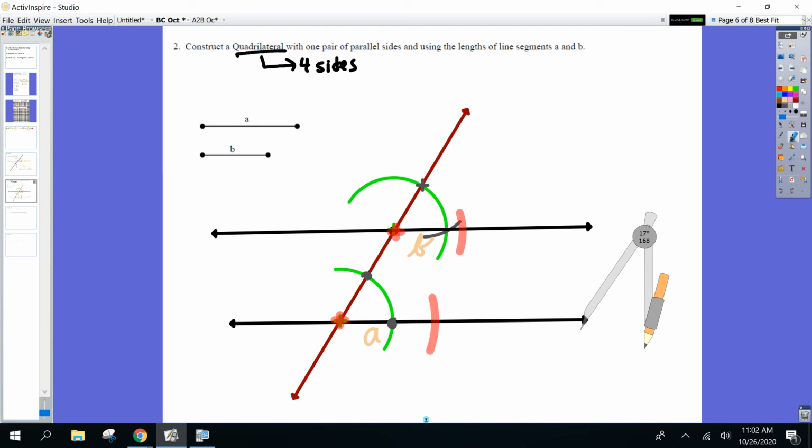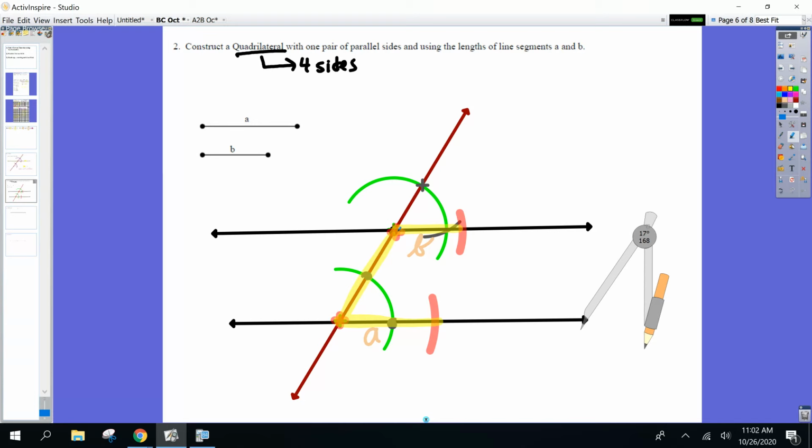Well, let's see here, guys. I got side number 1 that's got length A. I got side number 2, which is this piece of the transversal. I got side number 3 right here, which is B. How am I going to get side number 4 to finish off this quadrilateral? Thoughts on how I can get side 4? If you just want to open up the mics, go ahead.